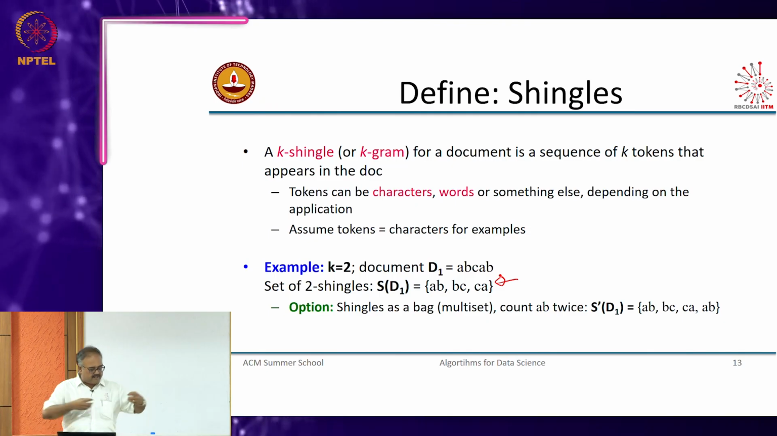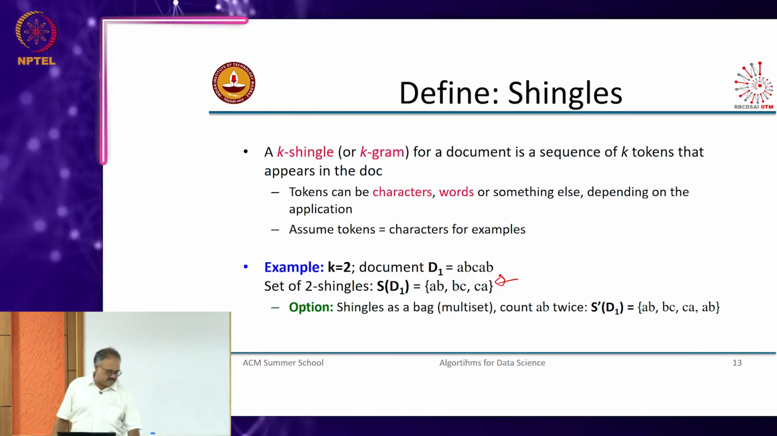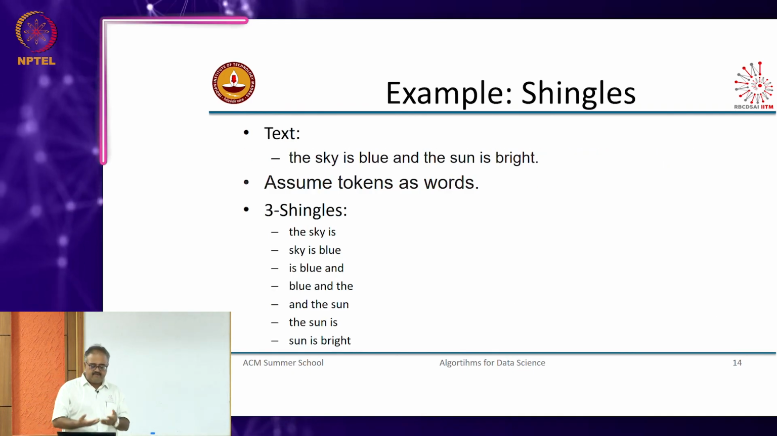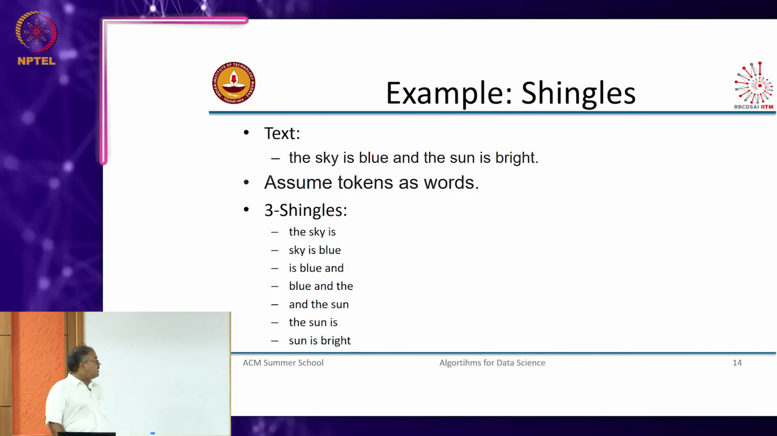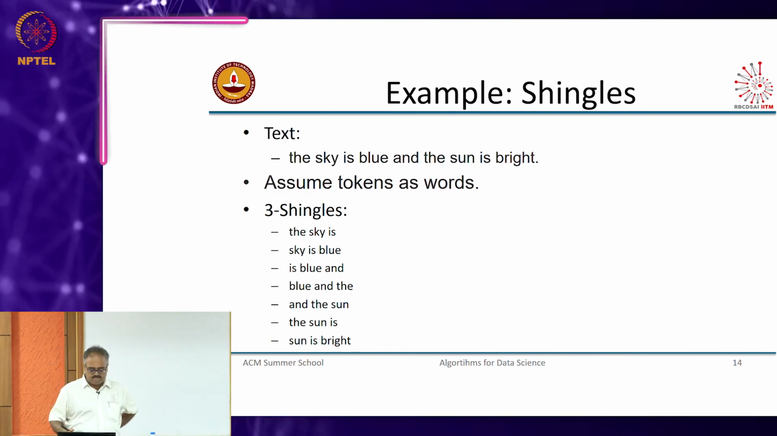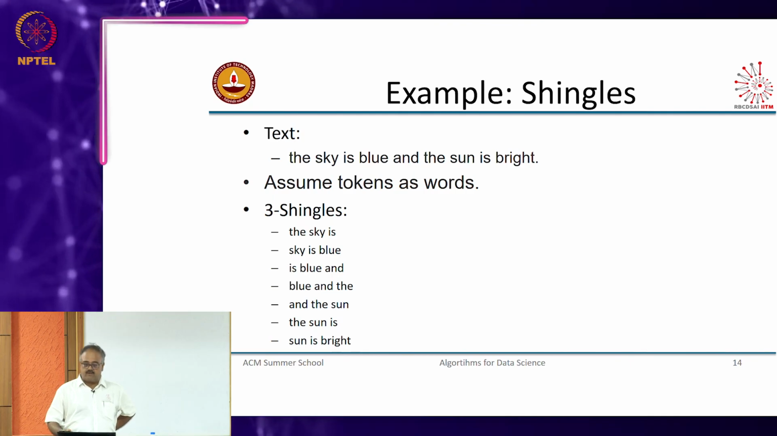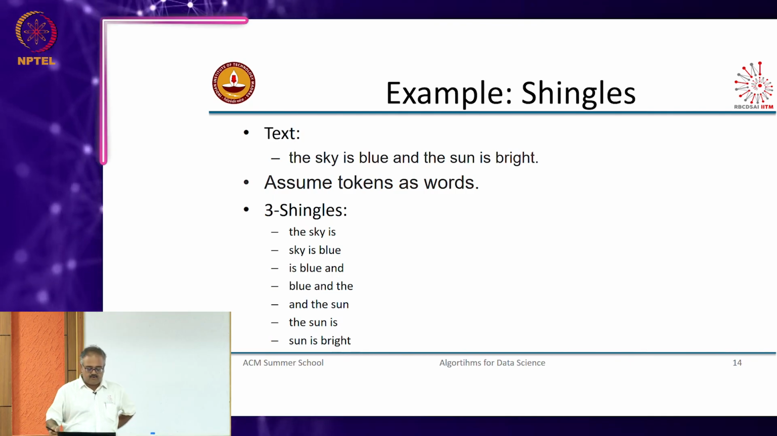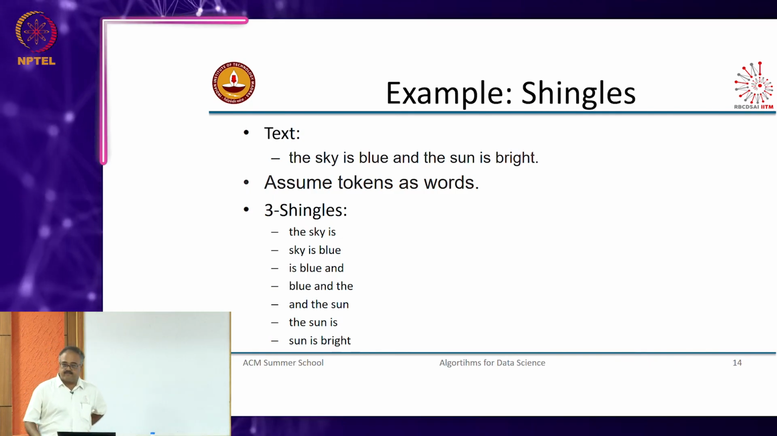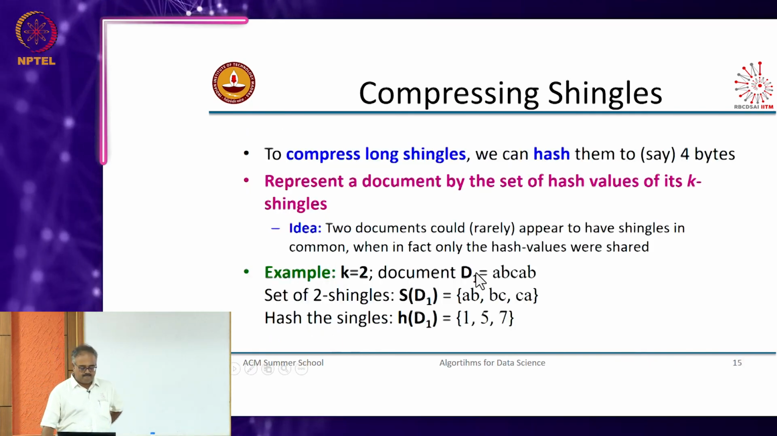And instead of looking at the entire document and doing this comparison, we can do this with short strings. Here's another example. Here we assume the tokens are words, and you can see the sky is blue and the sun is bright gets translated to so many different 3 shingles.